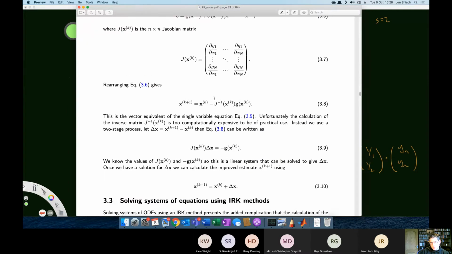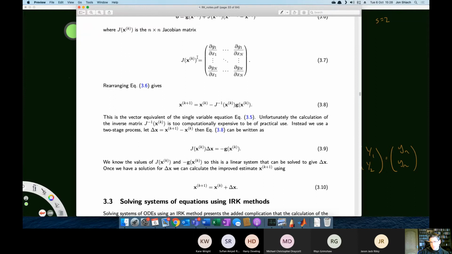This J matrix is a Jacobian. You're well used to Jacobians by now. But the problem is we've got an inverse calculation here. That's going to be expensive. Let's say you have 100 ODEs to solve. You'll have an inverse of a 100 by 100 matrix, just far too computationally expensive. So we use a little trick.